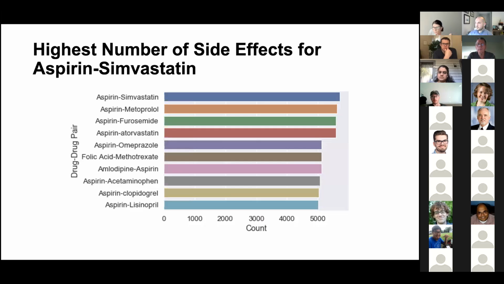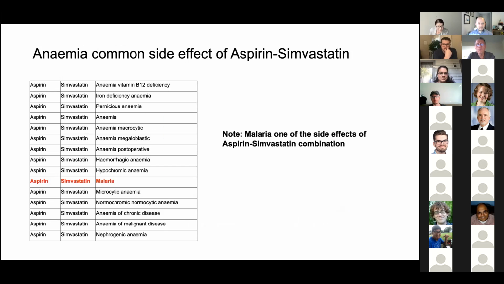I also looked at what drug-drug pair caused the highest number of side effects. I don't know if it's surprising or not, but aspirin with these different types of drugs caused the maximum number of side effects. And the side effects were not really life-threatening, mostly anemia. What stood out is malaria. I'm not sure if this was a cause of the interaction between the drugs, or it was just something that happened due to secondary effects. That's something we would not know just looking at this data set.